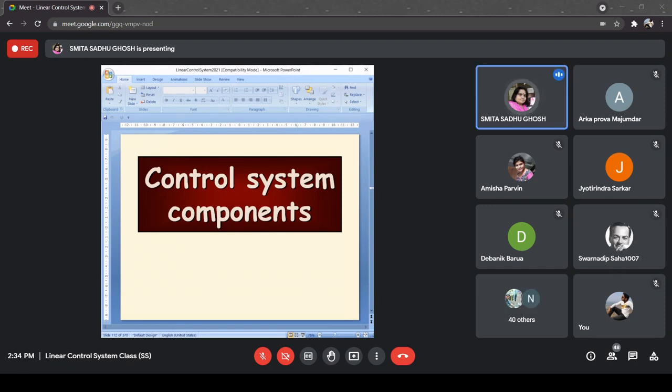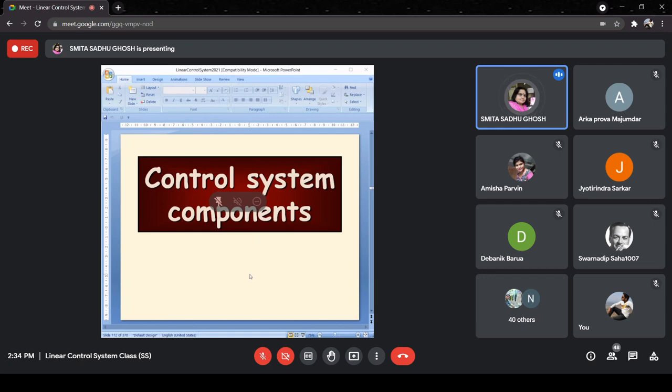The slide I'm showing is not numbered, but it's control system components. Can you see the slide? Yes, ma'am. Right. So today we shall be starting with control system components.